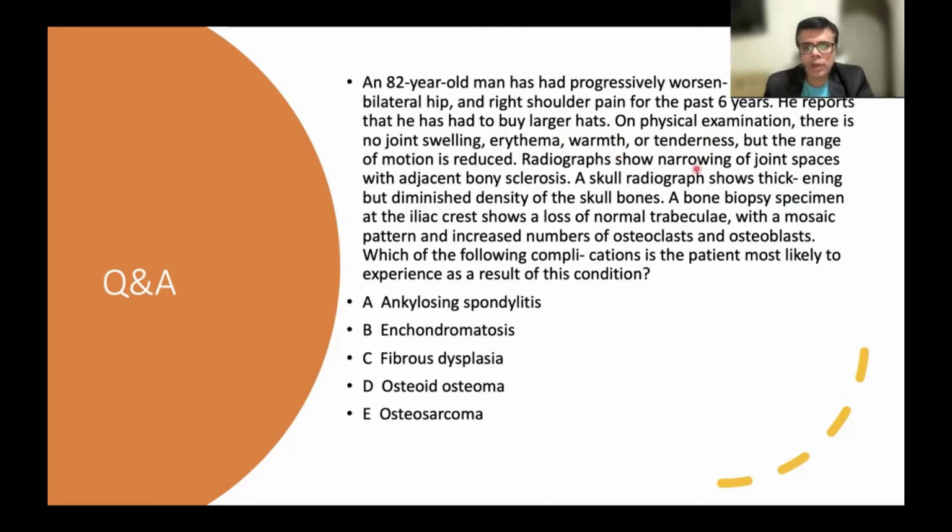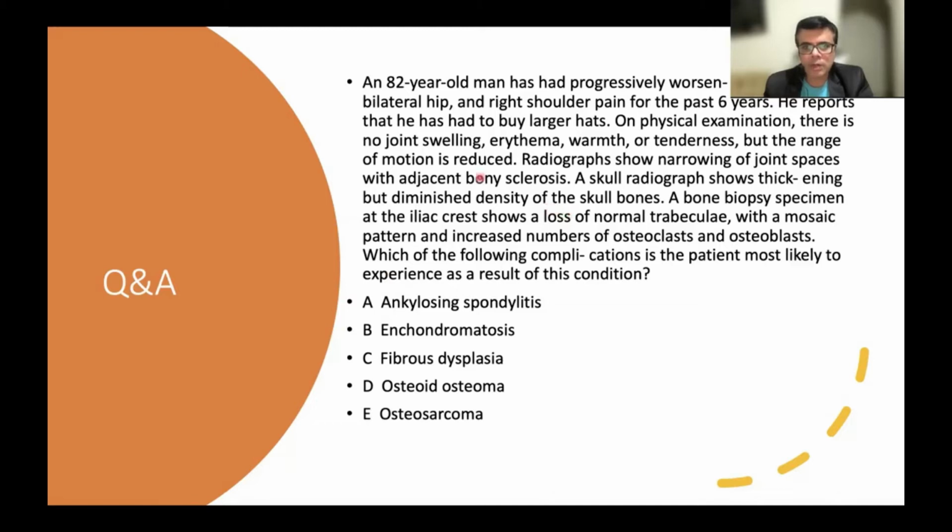Radiograph shows narrowing of joint spaces with adjacent bony sclerosis. So adjacent bony sclerosis is being found. Skull radiograph shows thickening but diminished density of skull bones. Bone biopsy at the iliac crest shows loss of normal trabeculae with a mosaic pattern and increased number of osteoclasts and osteoblasts. Which of the following complications is the patient likely to experience as a result of this condition?